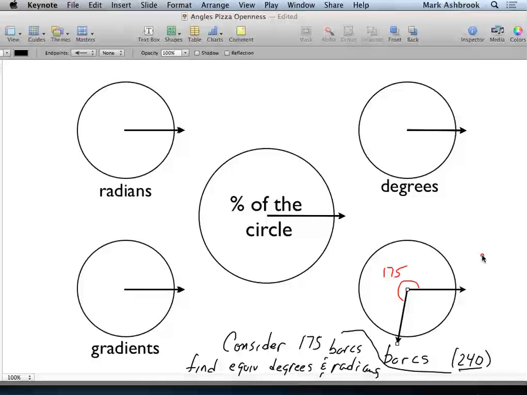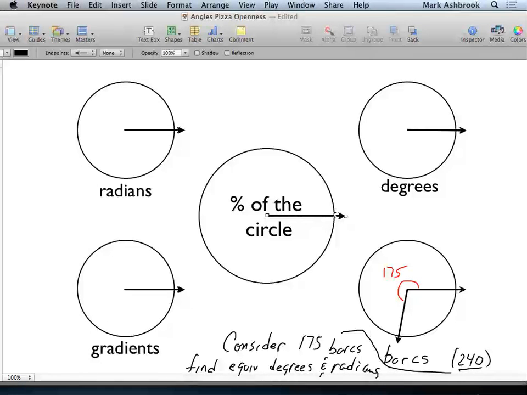So if we want to make a conversion, what do we do first? We want to convert this to any other type of angle measure. What do we want to do first? Well, since the 240, you get 175, 240, set that equal to... So what did you say first? Did you say 175 divided by 240? Yes. Okay, what does that represent, that value? Percent of the circle. Right, the fraction of the circle that is equivalent to this amount of openness, 175 barks.